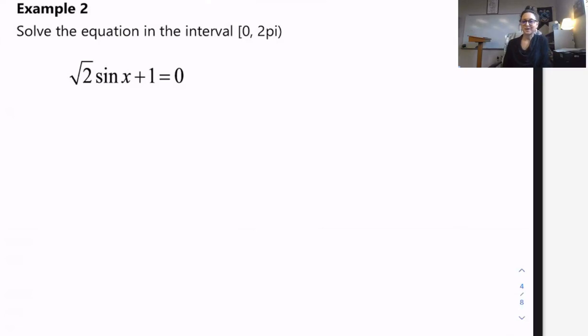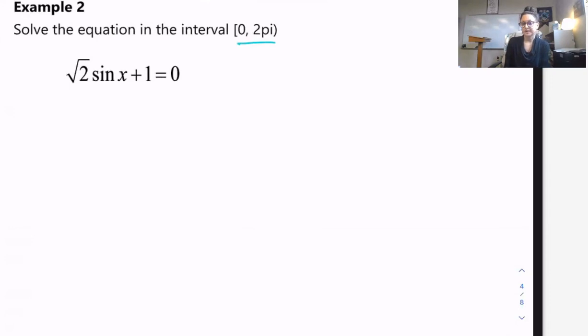I'm going to force another pause on your screen. Go ahead and copy what I have, and then we'll work this together. Two differences here from the last example that maybe you noticed. First of all, now we want our answer in radians, still just doing one lap around the unit circle. The other thing I notice is that my trig term is not isolated yet.